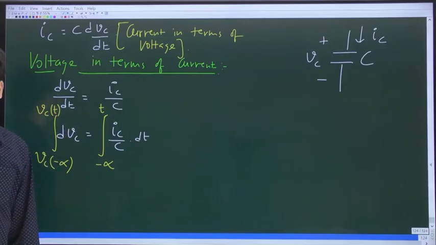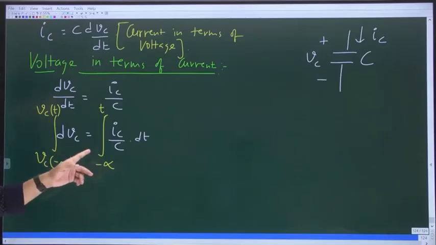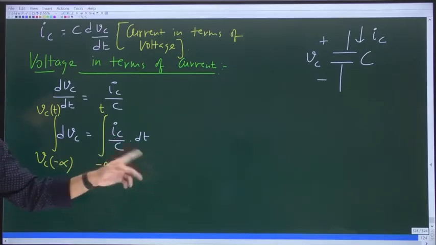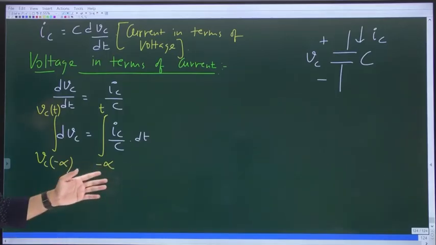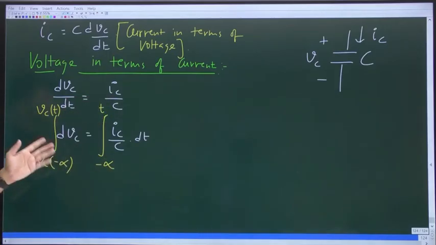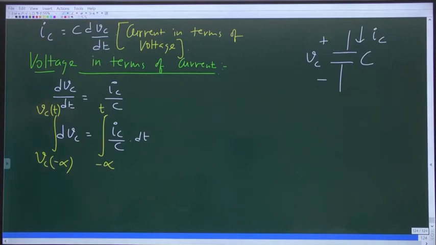Please note it down up to this point. So on the right hand side, the limits of the integral with respect to time are minus infinity up to t. Because the time varies from minus infinity up to t, Vc should vary from Vc at t equal to minus infinity up to Vc at t. You understood?